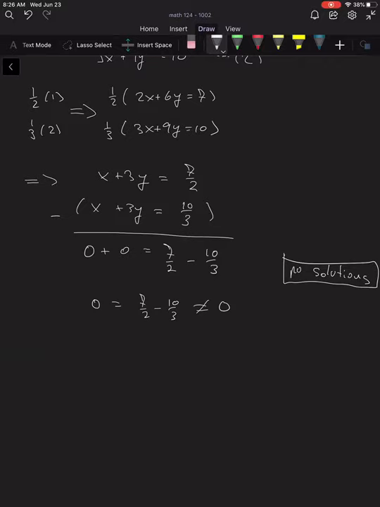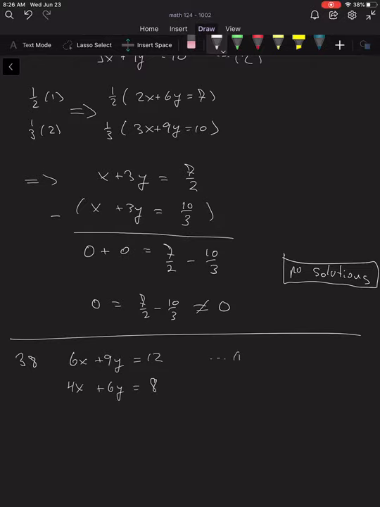Yeah, so 38. For this one, what we have is 6x plus 9y is equal to 12, and then 4x plus 6y is equal to 8. So again, we want to use the elimination method.